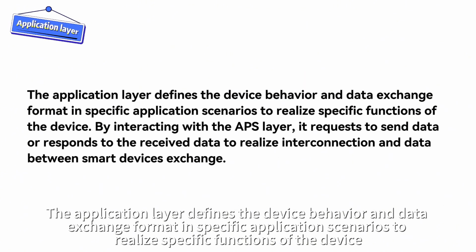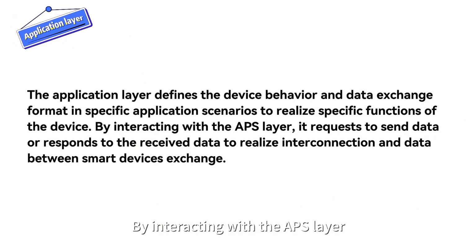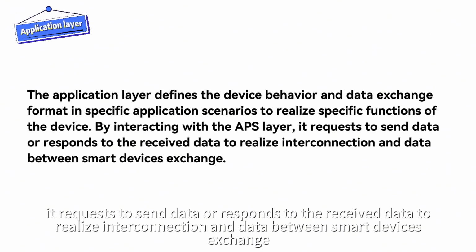The application layer defines the device behavior and data exchange format in specific application scenarios to realize specific functions of the device. By interacting with the APS layer, it requests to send data or responds to the received data to realize interconnection and data exchange between smart devices.